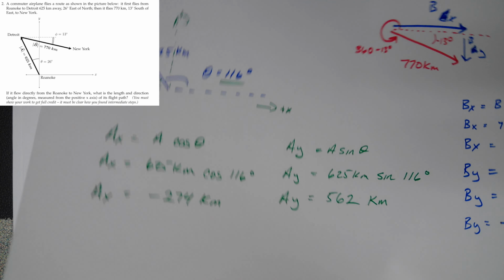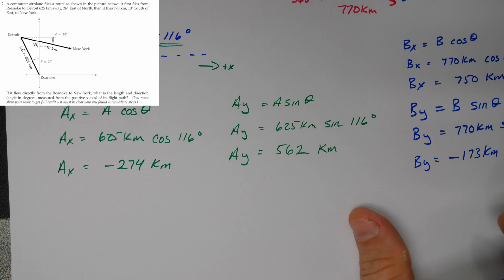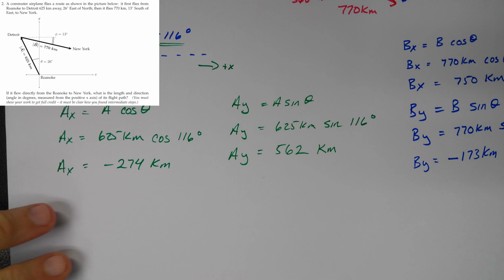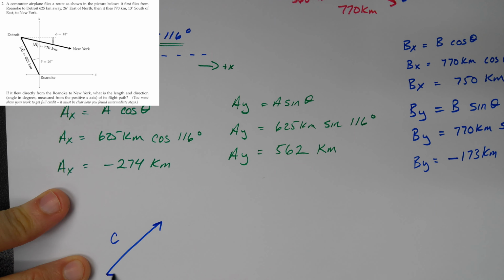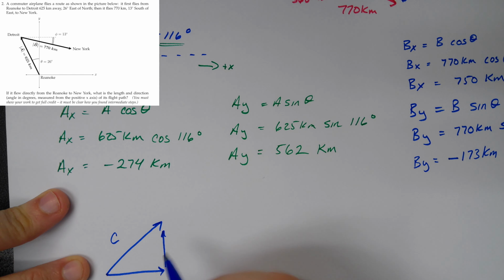So that's our two components, right? We have these two here, and we have these other two that we just calculated. Hopefully they're all on the screen. Now we need to find the vector that adds up to the length and direction. If we just flew straight from Roanoke to New York, that would be a vector that points up this way. This should be our C, and it should go eastward in the x direction, and it should go up. So it should have CY and CX.